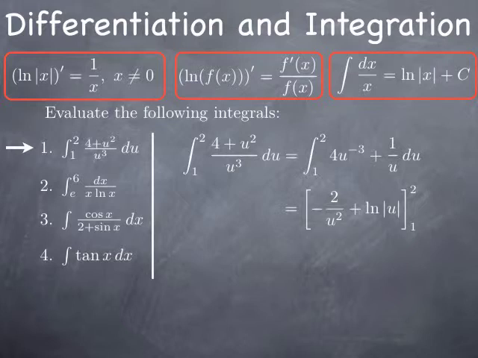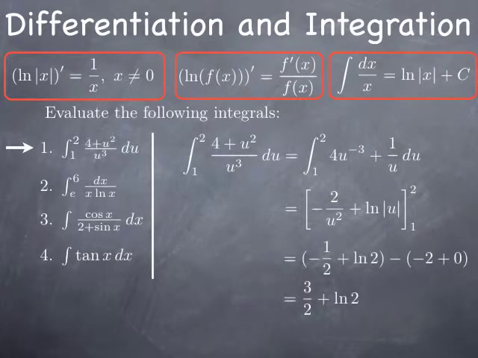So now we have an antiderivative of our function. We're going to plug in the bounds of integration. We plug the value at 2, gives us negative 1/2 plus ln of 2, and then we subtract the value at 1, which is simply negative 2. So we have 2 minus 1/2 is 3/2 plus ln of 2.